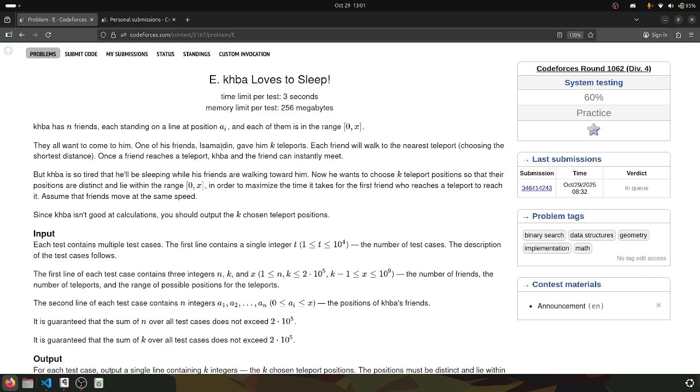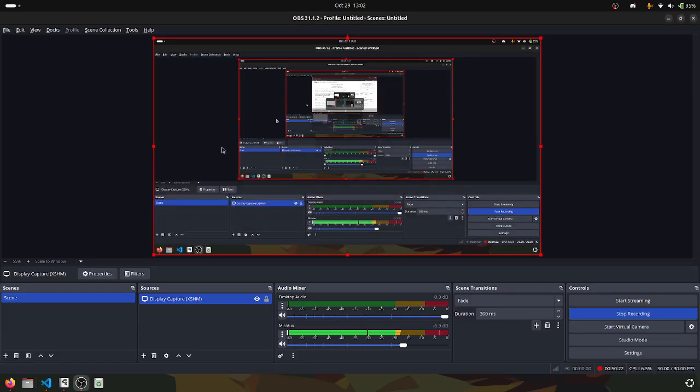Now he wants to choose k teleport positions so that their positions are distinct and lie within the range 0, x, in order to maximize the time it takes for the first friend who reaches a teleport to reach it. Assume that friends move at the same speed. Since Kirba isn't good at calculations, you should output the k chosen teleport positions.